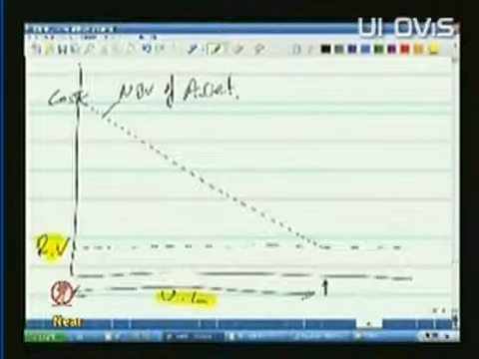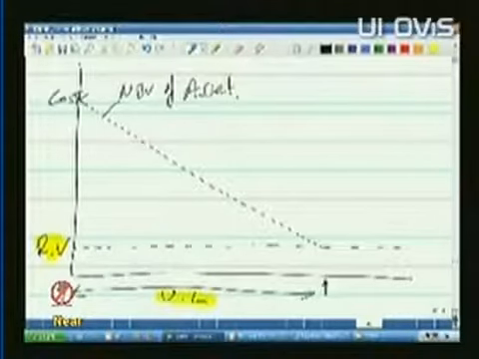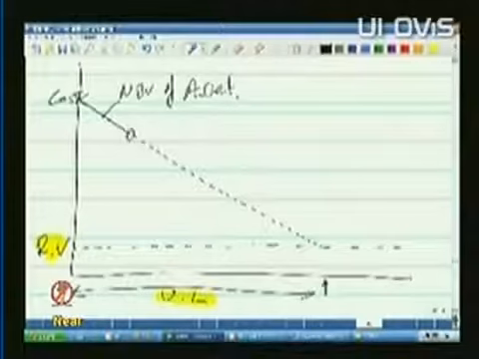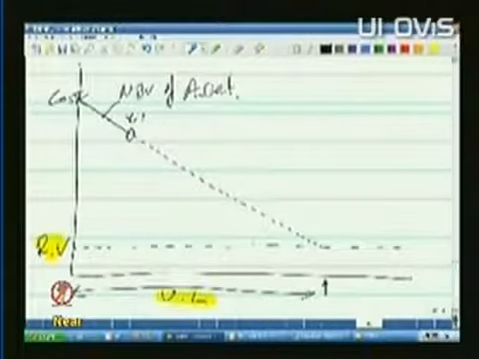So let's say, for example, we get to the end of year one. Filling in these dots, we get to the end of year one. Looking at that useful life, we think that the useful life is actually going to be longer than we initially assessed.